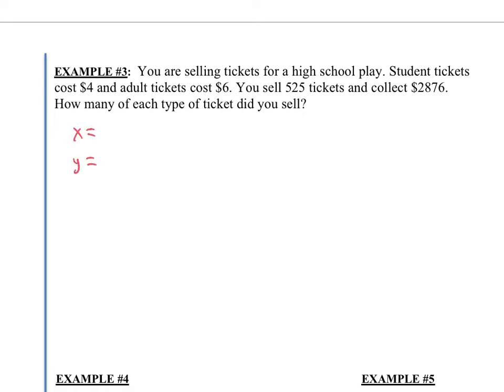All right, so we have two types of tickets here. What kind of tickets do we have here? Well, we have student tickets. x equals student tickets, we'll just call it that. And we're going to call y adult tickets.